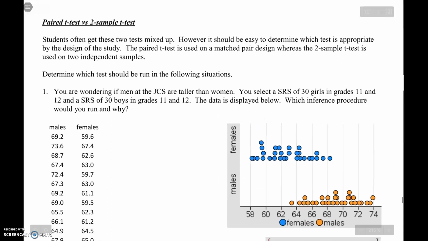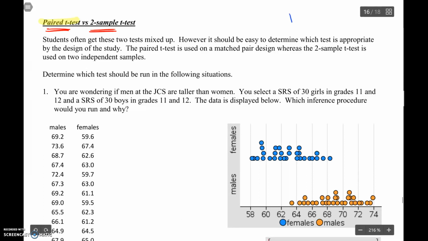All right. So at the end of chapter 9, we talked about a matched pairs t-test. On this next test, you're really going to have to be careful about a matched pairs t-test versus a two-sample t-test. If you just glance at the data and don't really think about how the data was collected, you could mix up these two tests. And these things are worth a lot of points.